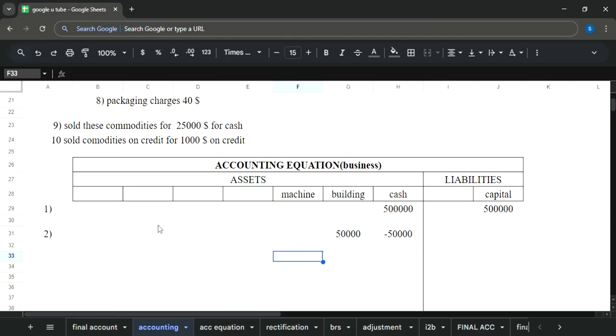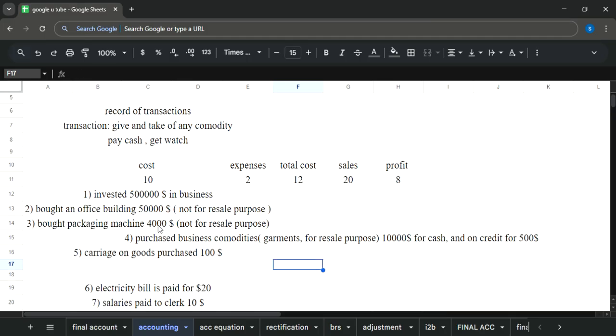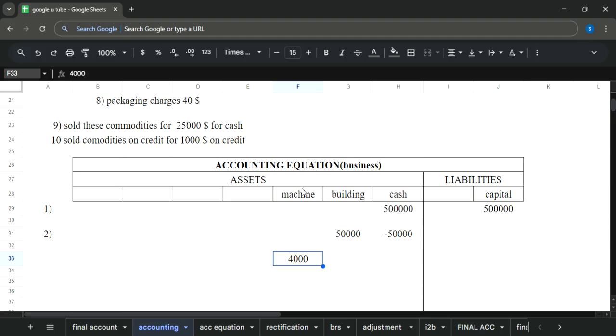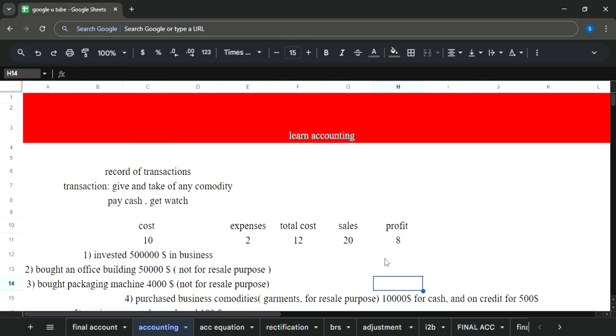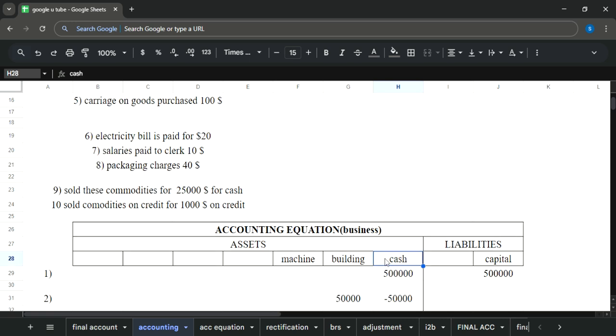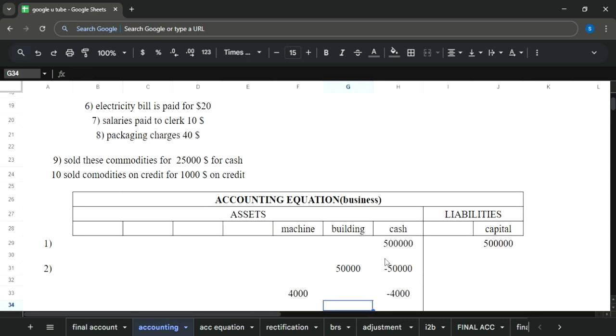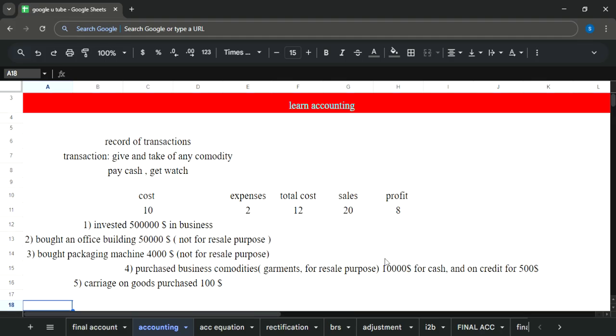$4,000. Okay, and then obviously when a machine is coming in, cash will go out, that is why you will put a minus sign. 3 transactions we have entered, and now we will be focusing upon our 4th transaction. Number 4 is saying purchase business commodities.